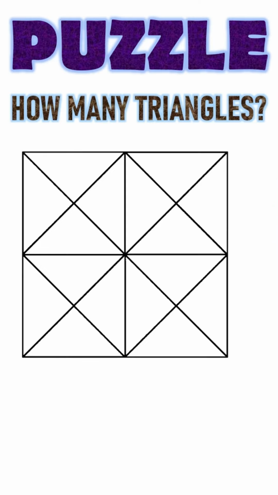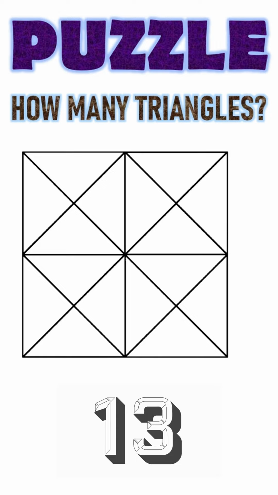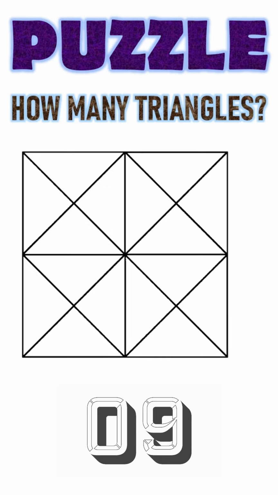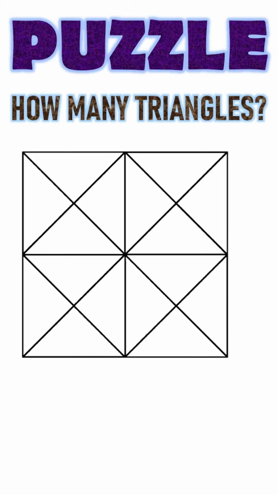Count all the possible triangles that you can make on this figure. I will give you an answer in 15 seconds. But if you need more time, you can pause the video. So the correct answer is 44 triangles.